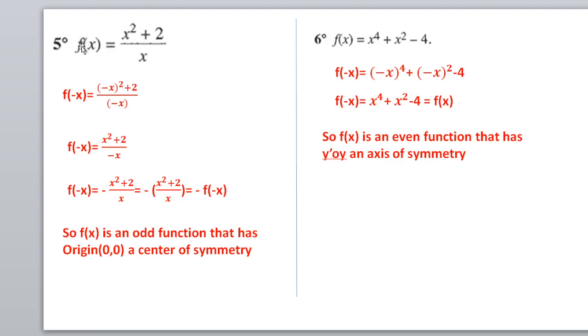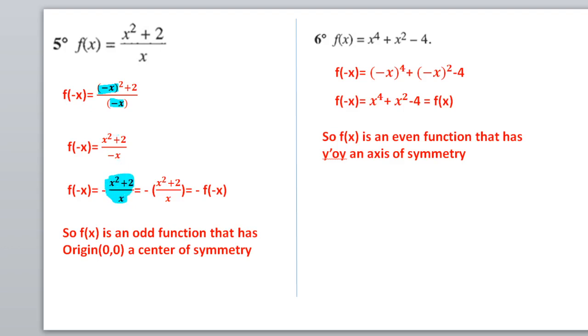Next, the last two, 5 and 6. The number 5: f of x equal x squared plus 2 over x. So f of minus x equal minus x squared plus 2 over minus x. So it's equal x squared plus 2 over minus x. Again, simplify, keep the minus here. So it's minus x squared plus 2 over x.